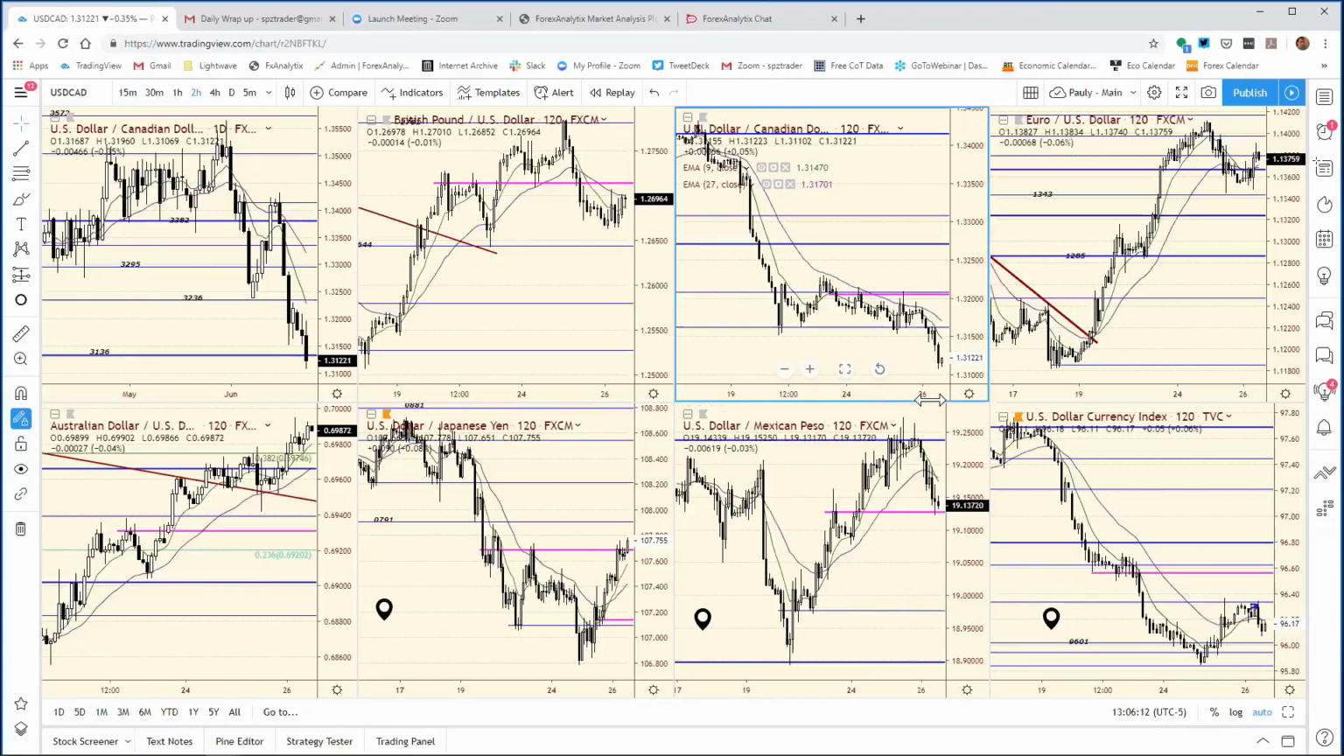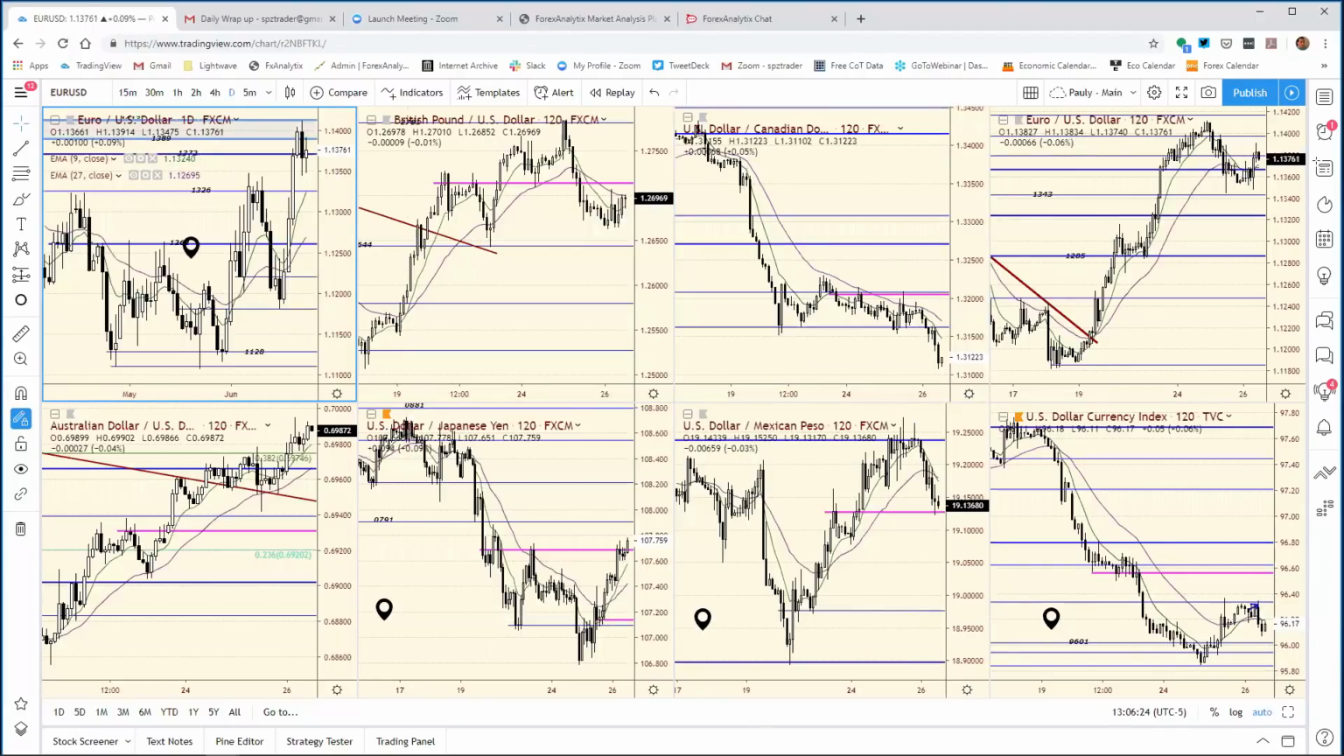But we'll go on and move on to some other markets. Also, the euro. This has been a real tricky one here with the euro. I mentioned in the chat room, it's one of the weirdest days I've seen in the euro. And I'll tell you why.